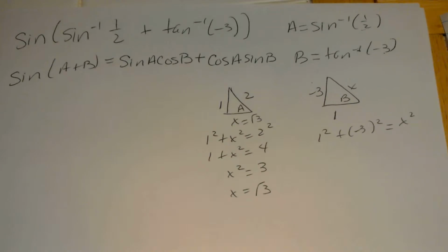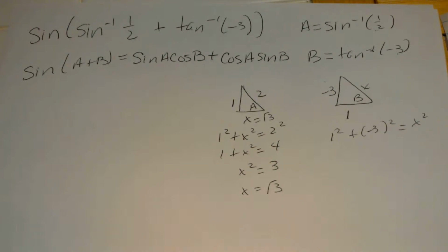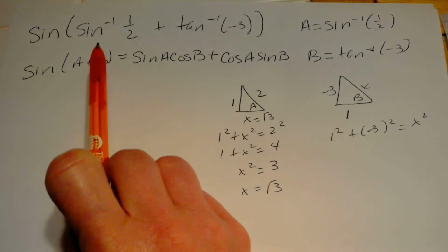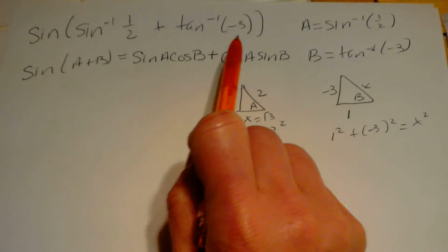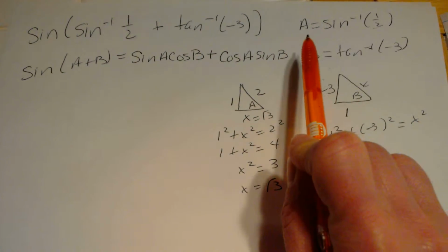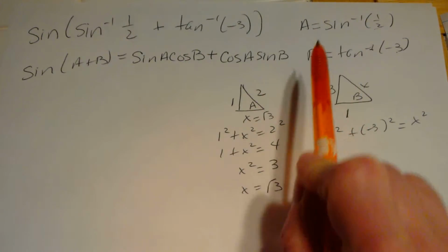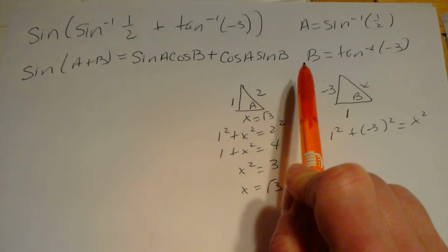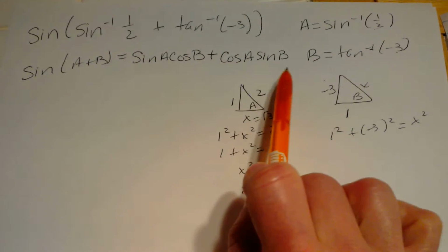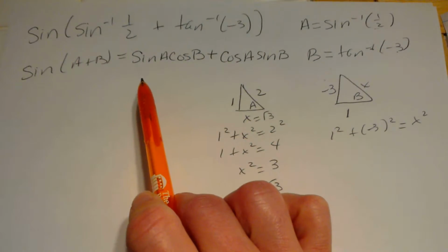Okay, so where we finished the last video was here. We were looking at sine of the inverse sine of 1/2 plus the inverse tangent of -3. So we said the inverse sine of 1/2 is A, and the inverse tangent of -3 is B. So we've got sine of A plus B, which is our sum formula for sine.